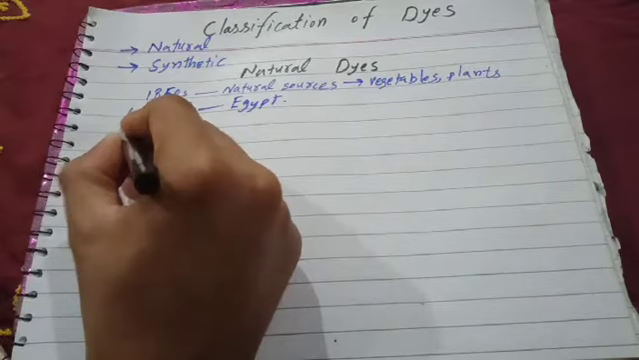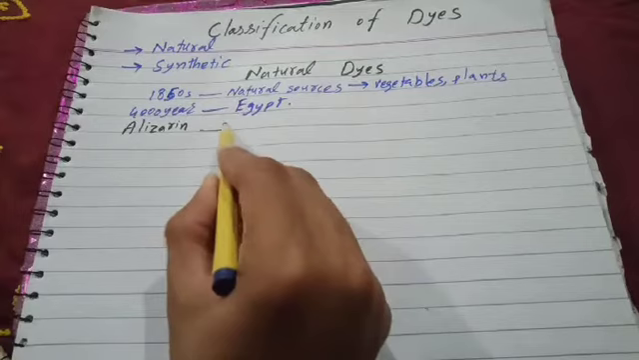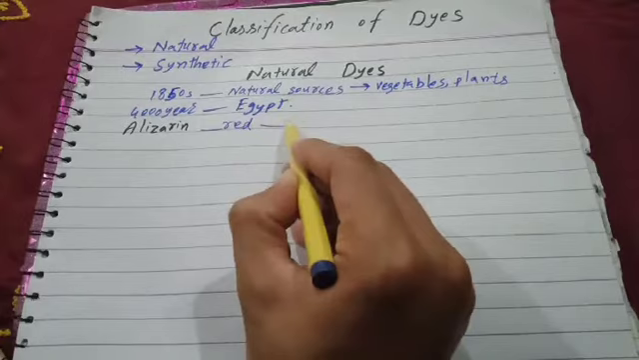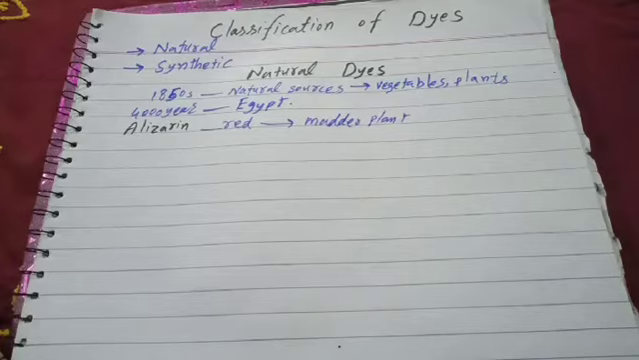Now, alizarin dye. It is a natural dye. Alizarin is a red dye, extracted from the roots of the madder plant, Rubia tinctorum. Two other red dyes were obtained from scale insects.